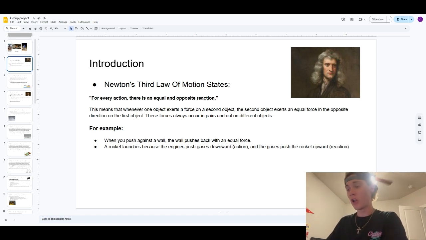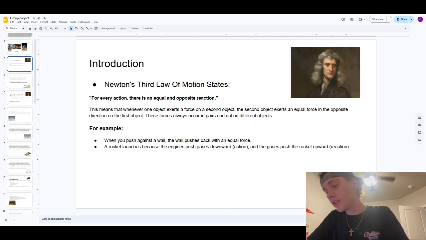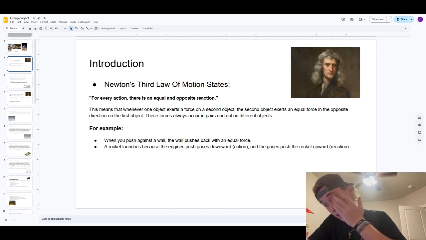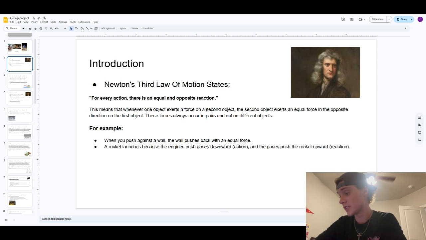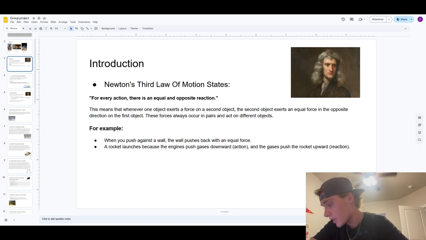Introduction. Newton's third law of motion states that for every action there is an equal and opposite reaction. This means that whenever one subject or object exerts a force on a second object, the second object exerts an equal force in the opposite direction on the first object. These forces always occur in pairs and act on different objects. For example, when you push against a wall, the wall pushes back with an equal force. A rocket launches because the engines push the gases downward, which is the action, and the gases push the rocket upward, which is the reaction.